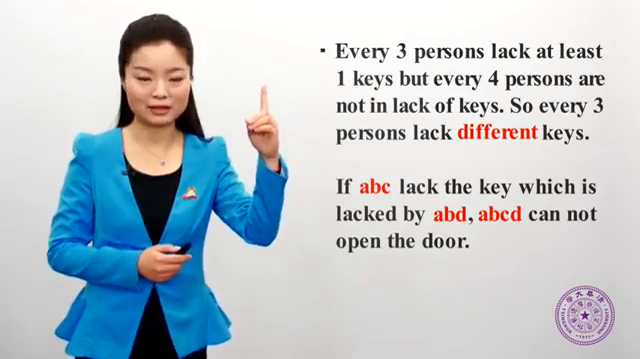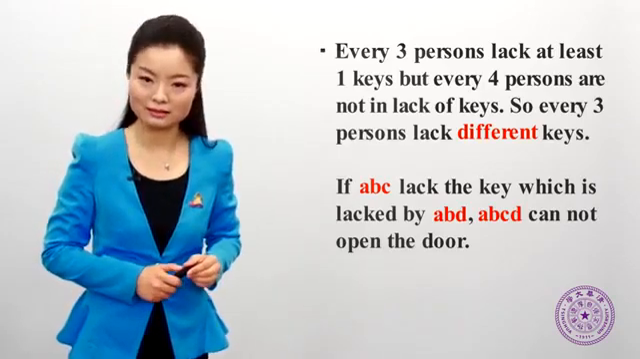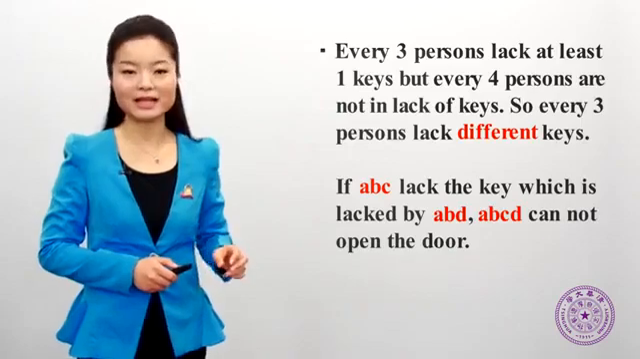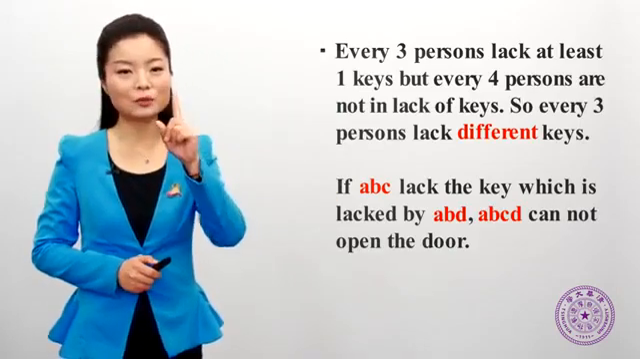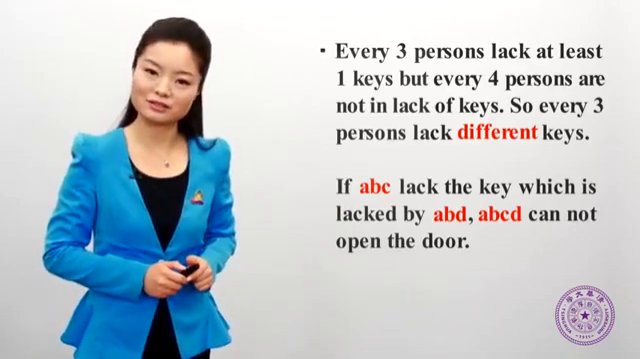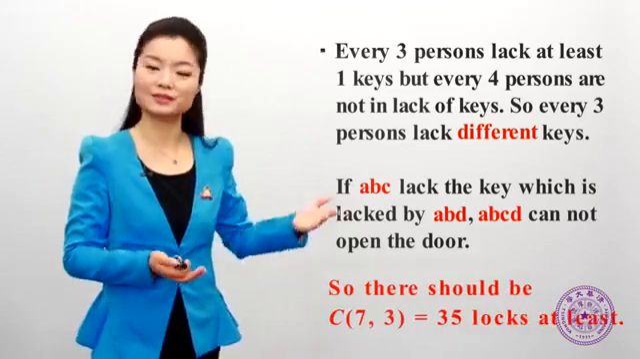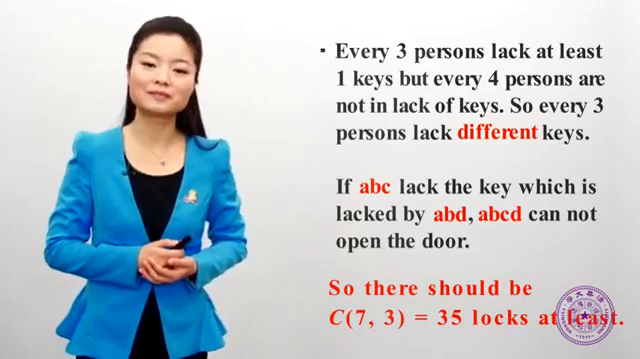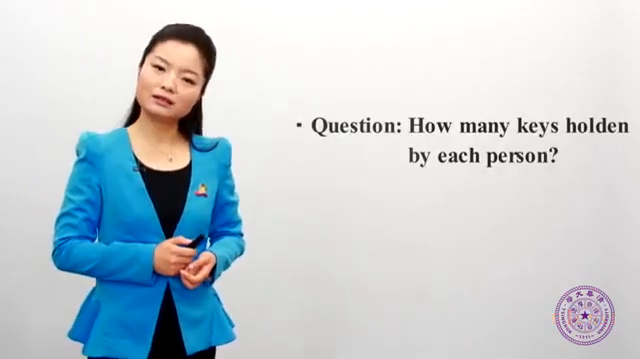So how many keys should they have? It means that among the 7 members, any 3 correspond to a new key. So how many different keys are required? The answer is C(7,3). For the second problem, how many keys should one person hold at least?